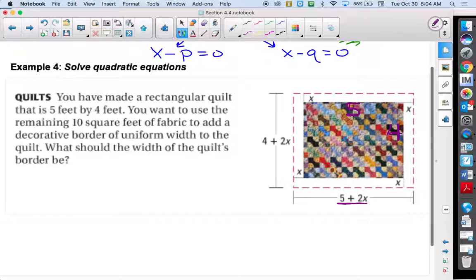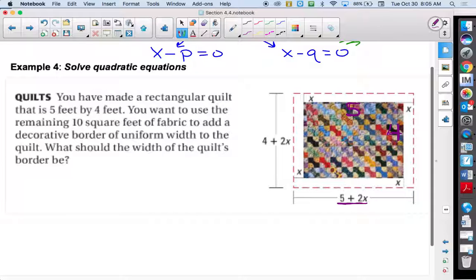And then the vertical part here, that distance was 4 feet, and again, you're adding border all the way around, so our new distance of this side length would be 4 plus the 2x, because we're adding an x, we're adding an x. You're adding a border on the top, a border on the bottom. And again, that distance is the same, so that's how we get the 2x.